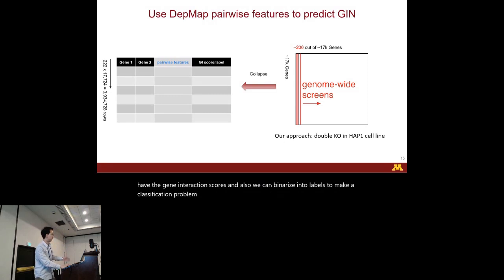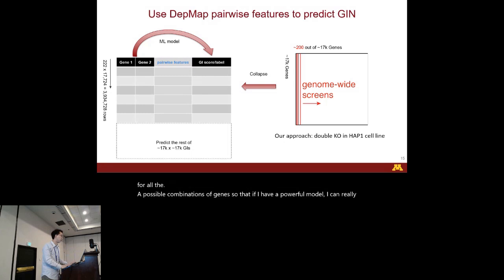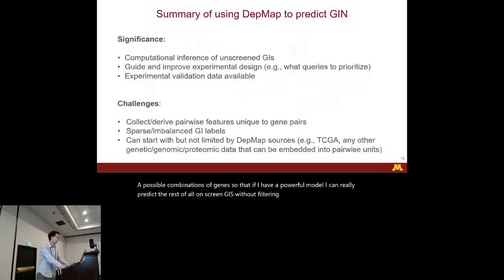The key challenge is where the features specific to gene pairs come from. And I'm happy with this setup, because if DepMap has genome-wide coverage and I'm able to engineer pairwise features, I can have the features for all possible combinations of genes, so that if I have a powerful model, I can really predict the rest of all on-screen GIs without screening every one. So yeah, that's the ambition.